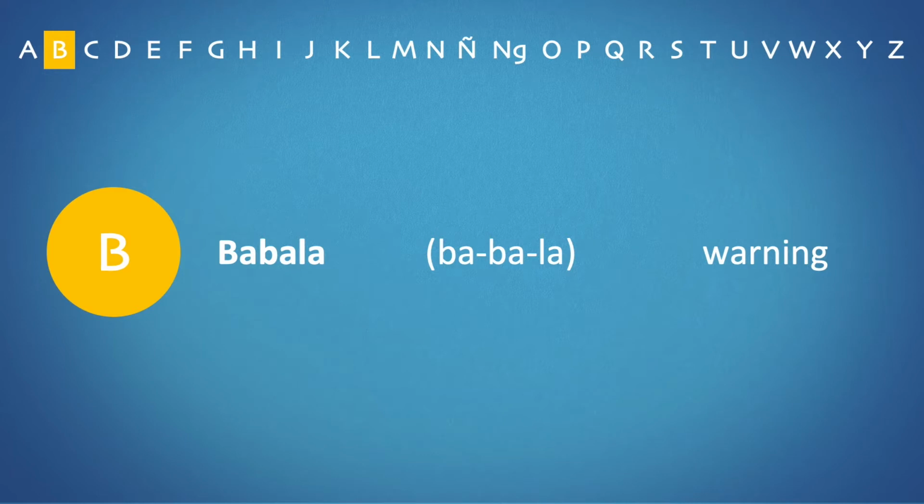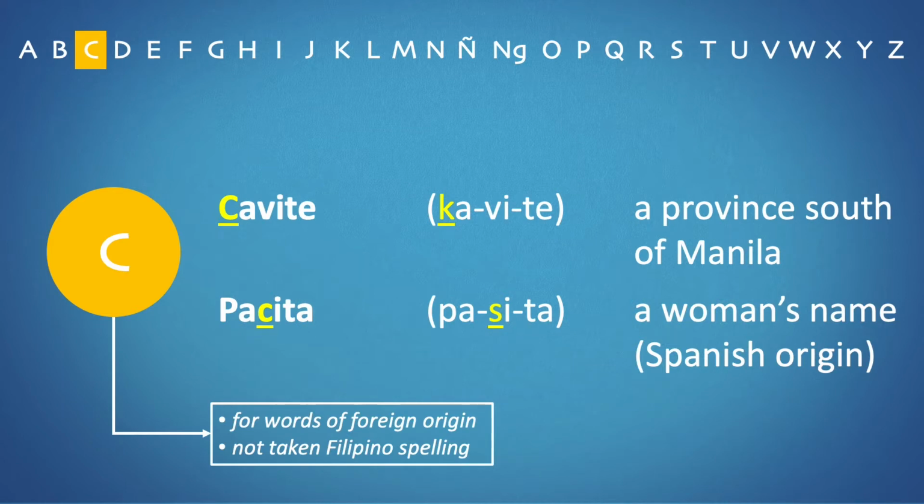Let's start with the letter B. Babala, warning. Letter C. We can pronounce the letter C with an S or K sound. It is only used for words of foreign origin that have not been assimilated into Tagalog or Tagalog words which were written originally using Spanish letters.